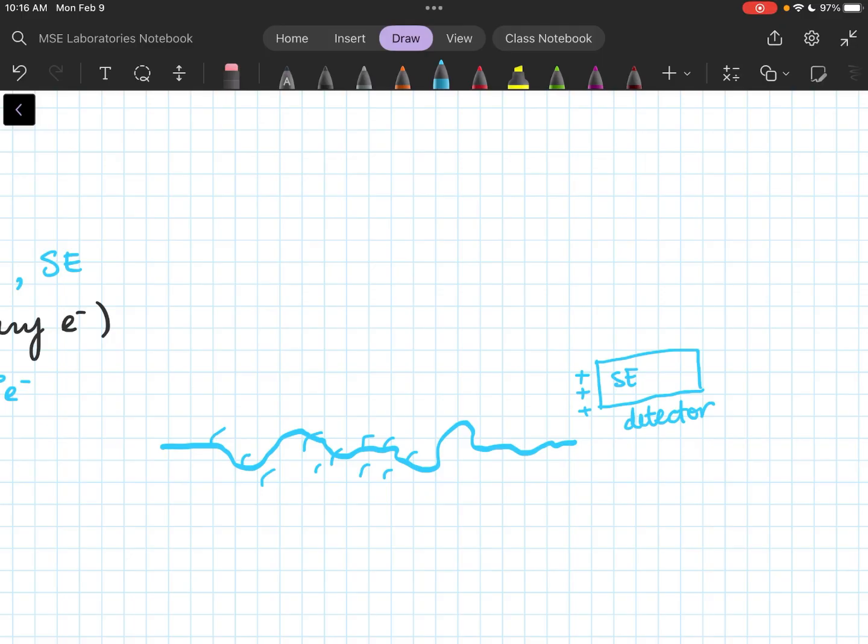Exactly. So all of those secondary electrons get kicked out of the sample. The ones that have enough energy to exit the surface of the sample get kicked off up into the air, and they're going to start traveling toward the detector.